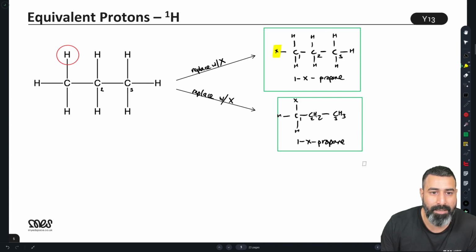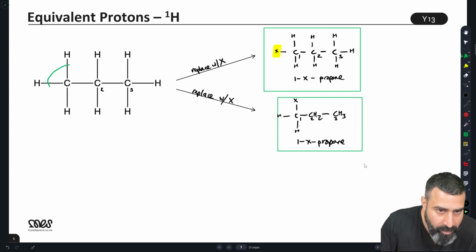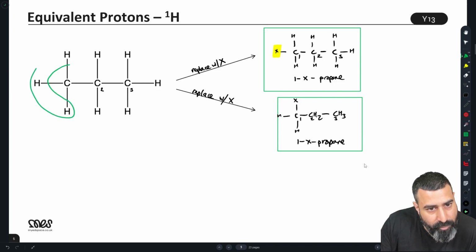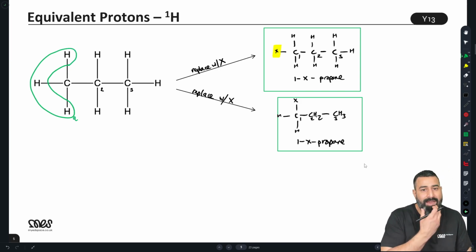The best way, in my opinion, to show the examiner that this is one proton environment is to get a different colored pen if you want to, and then say that that's proton environment A.